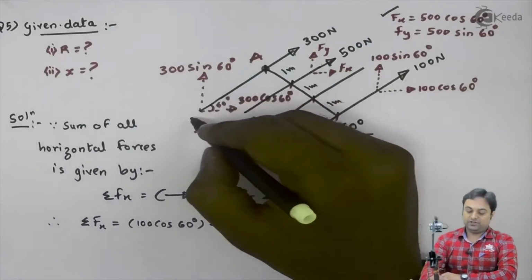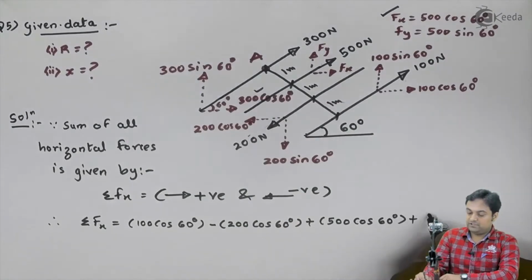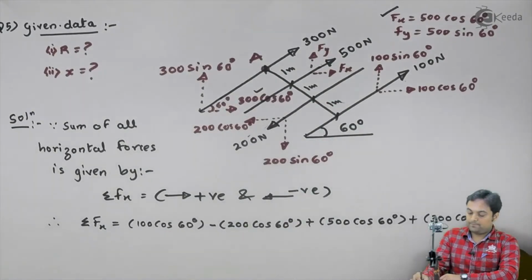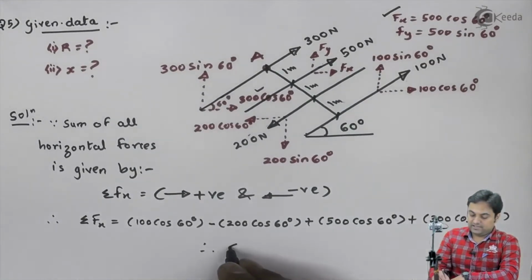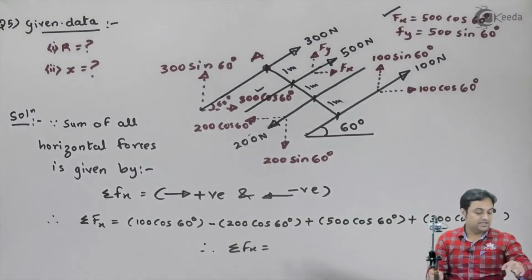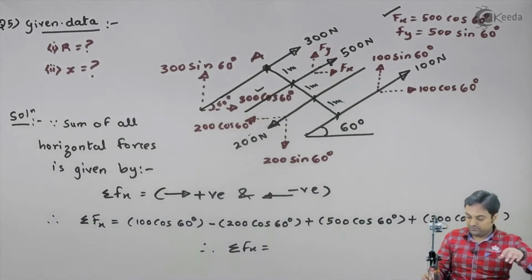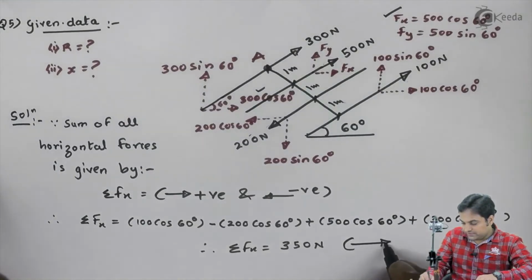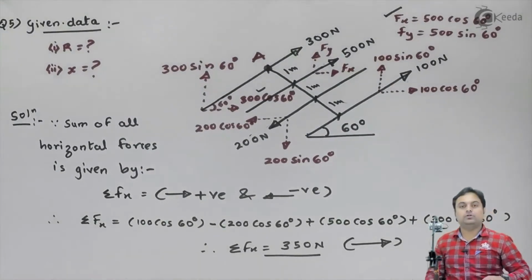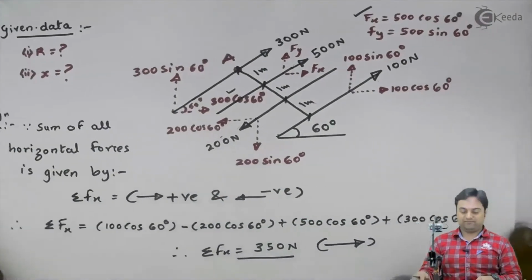Then we are left with 300 Newton force whose horizontal component is 300 cos 60 towards right, so positive. If I calculate this, I will get my summation of fx as 350 Newton, and the answer is positive. 350 Newton towards right because it is positive. After getting summation fx, now I will find out summation fy.